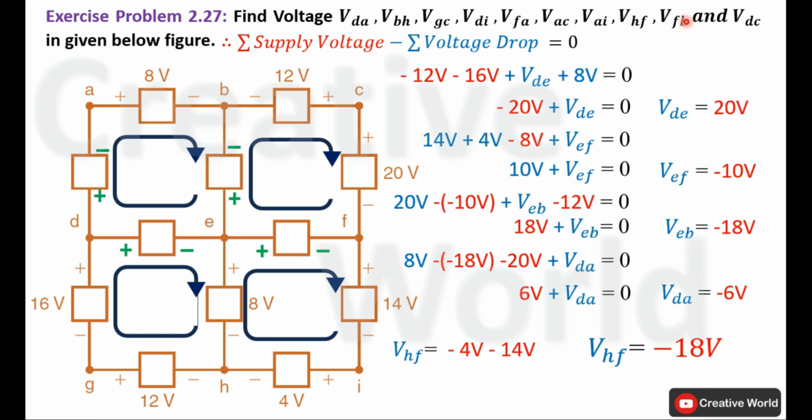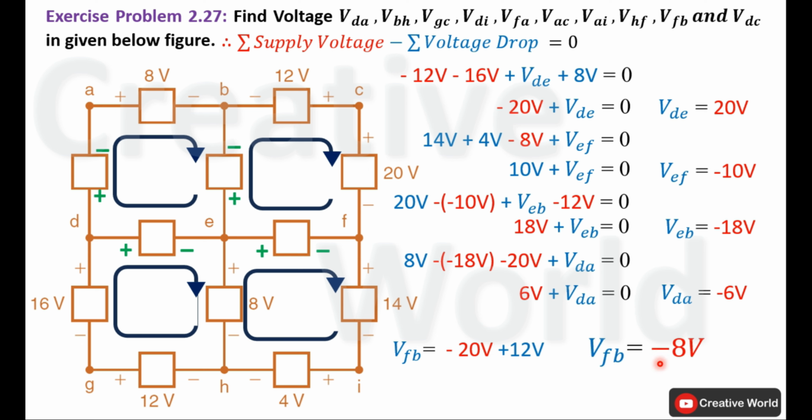Move to the next value VFB. Points F and B are inside the circuit here. F is here and B is here. So we will start from here. Current entering terminal is negative, minus 20 volt, and next element current entering terminal is positive, so plus 12 volt. Subtract 12 volt from 20 volt, it will become minus 8 volt.